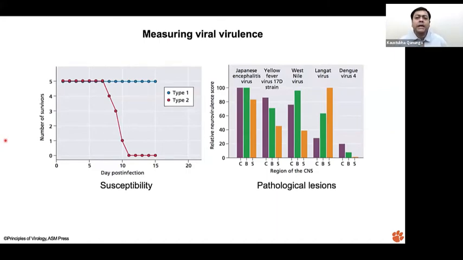What we mean by this is that C is the cerebrum, B is the brainstem, and S is the spinal cord, the different parts of the central nervous system. There is a difference between them, and you can see how different it is. For the Langat virus, the lesions in the spinal cord are the highest, whereas for this one, the spinal cord and the brainstem are the highest. So you can see that the neurovirulence in different areas varies significantly even among the same family of viruses.